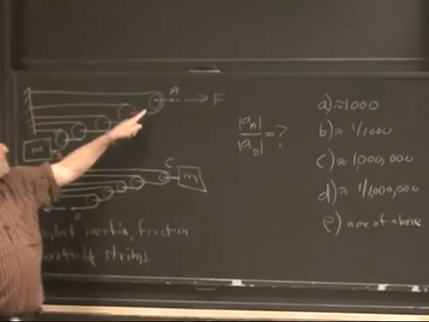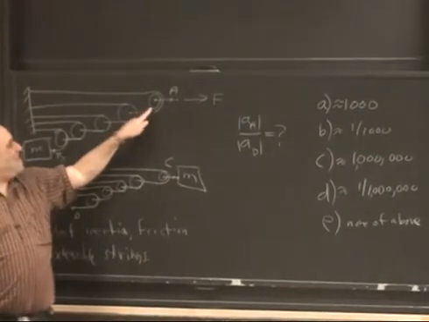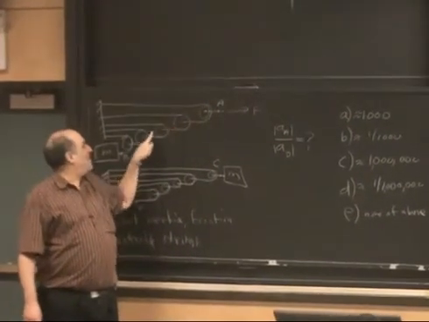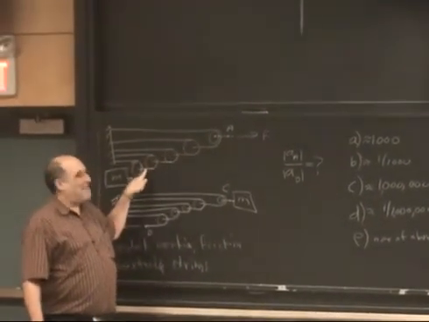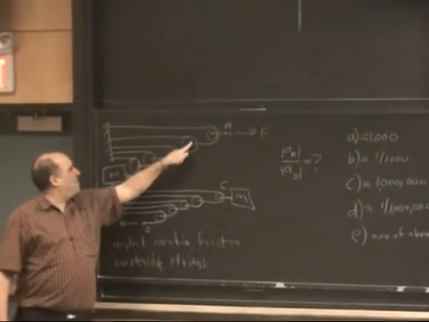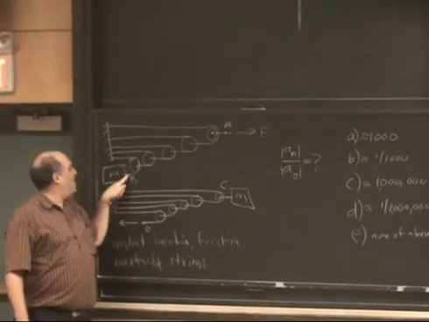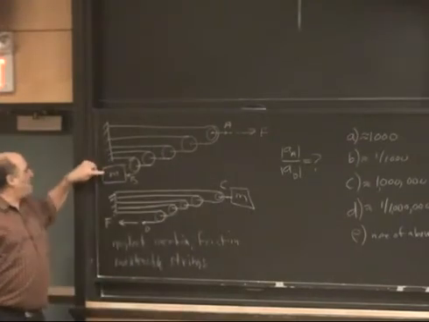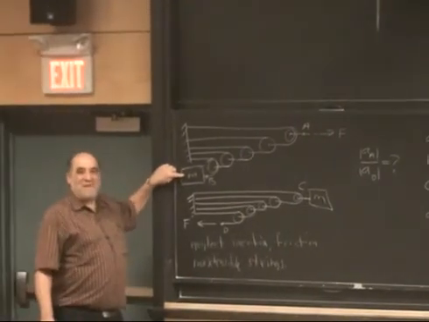Okay. This tension is half of that force. This tension is half, this tension is half. 2, 4, 8, 16, 32. This tension is 1/32 of that force. So this force has an acceleration of F over 32m.